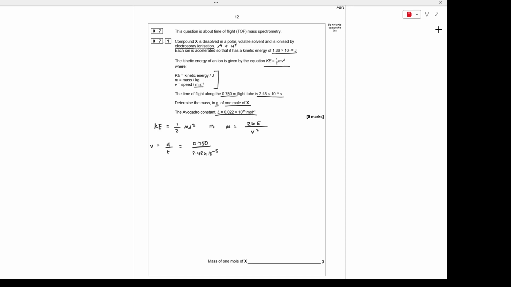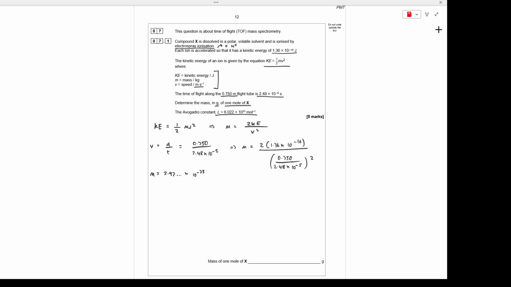So therefore, our mass is going to be equal to 2 lots of 1.36 times 10 to the minus 16 all over 0.750 all over 2.48 times 10 to the minus 5, and that's all squared. So m is equal to 2.97 times 10 to the minus 25.